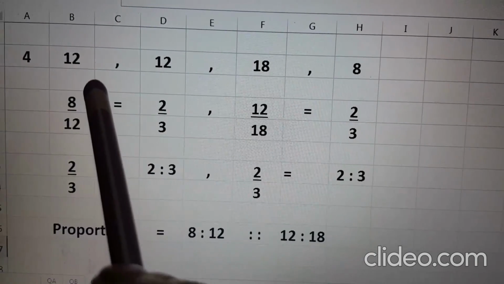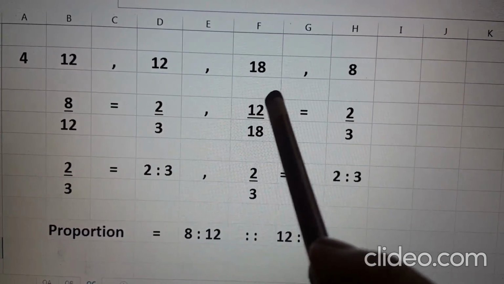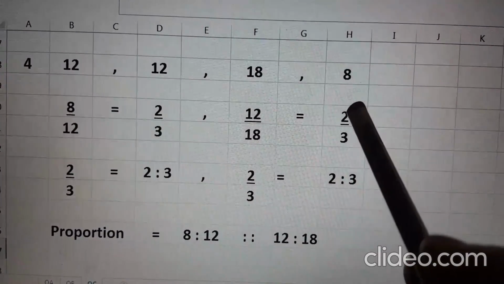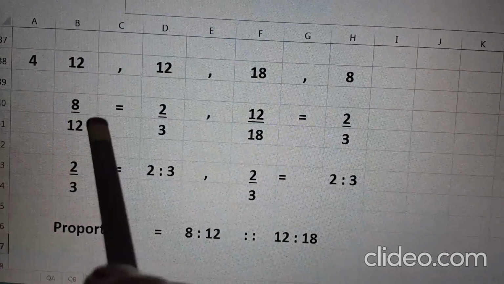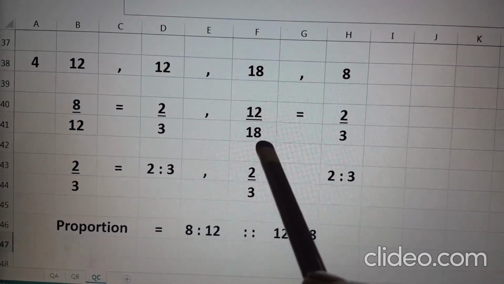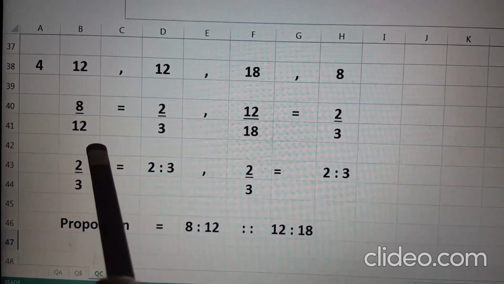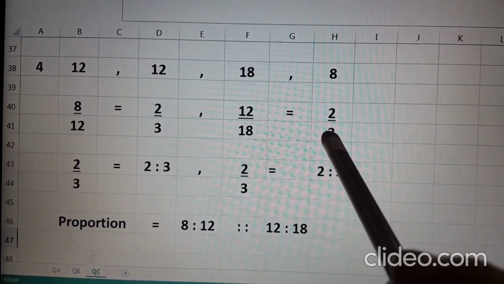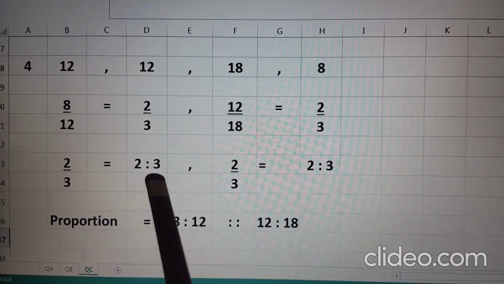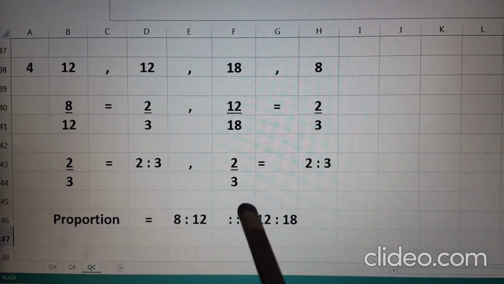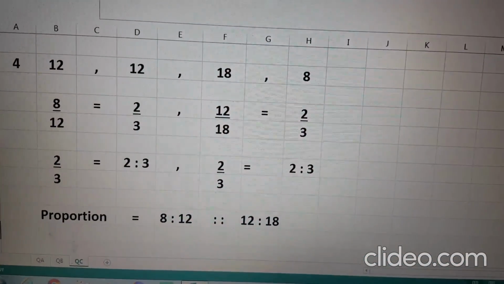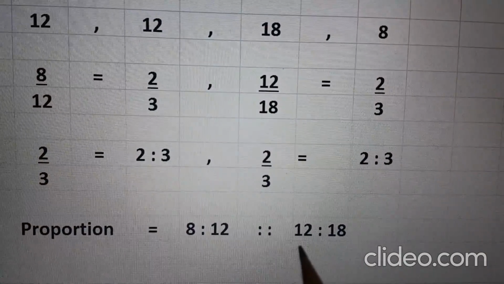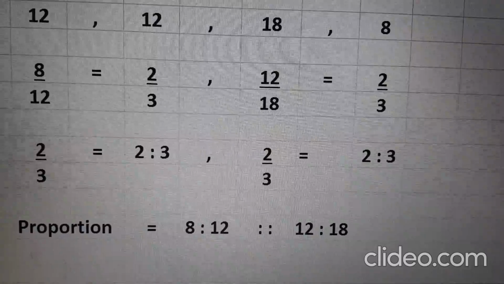Fourth part is the numbers given are 12, 12, 18 and 8. Now we have to arrange these numbers to form a proportion. Now we select 8 upon 12 and 12 upon 18. When we reduce 8 upon 12, we get 2 upon 3. When we reduce 12 upon 18, we get 2 upon 3. So our ratios are same, 2 is to 3, 2 is to 3. When ratios are same, we say that they are in proportion. That's why 8 is to 12 and 12 is to 18 are in proportion.